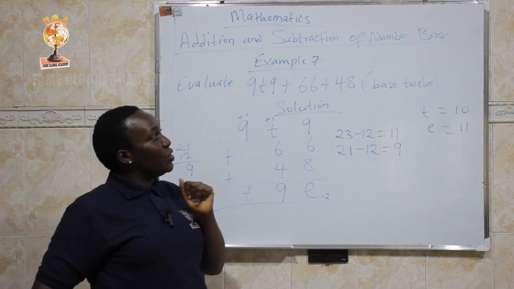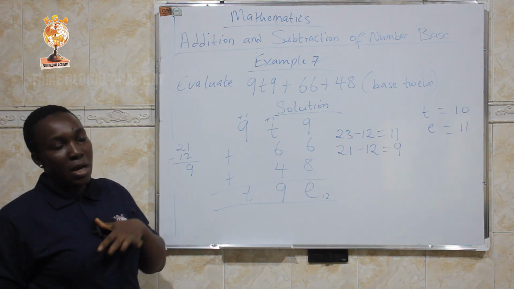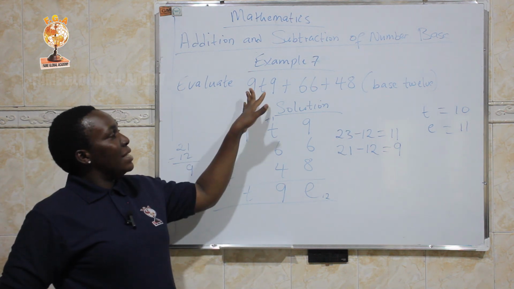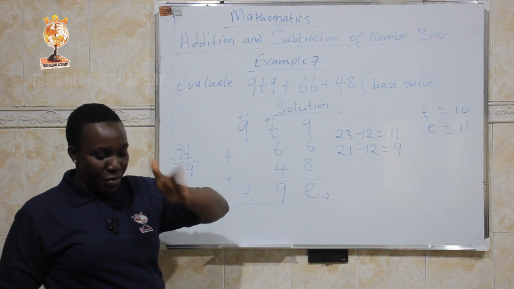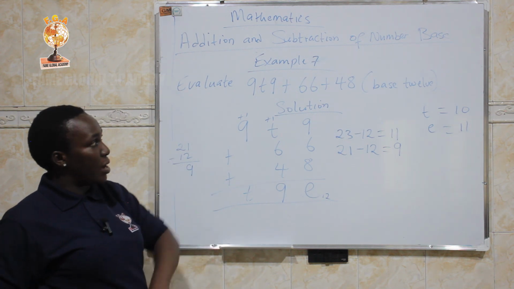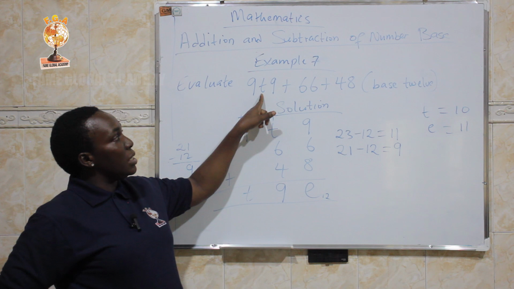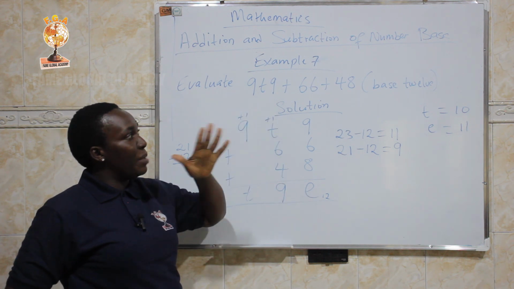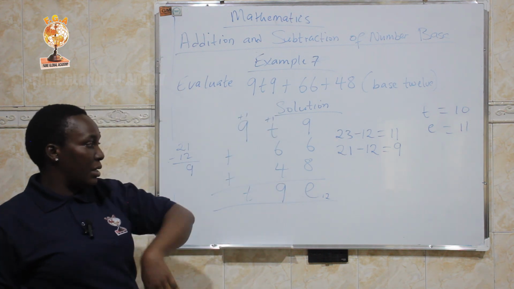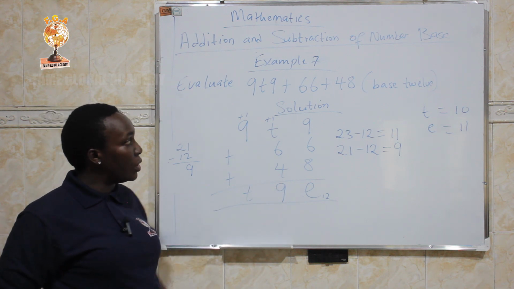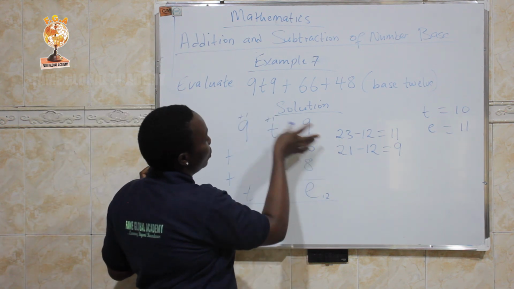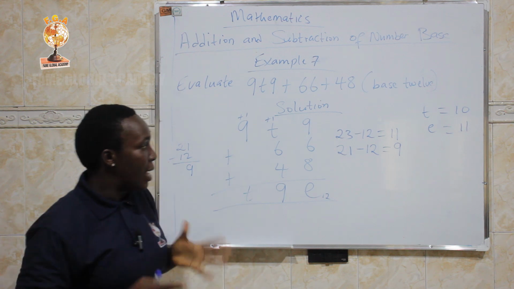I know this one is a little bit complex, so let me go through it again. Now, when you see a question like this, don't be confused. Most students will say, why is it T? Maybe it's a typographical error. No, it is not a typographical error. Anytime you see T or E in binary number, T stands for 10, E stands for 11. Okay? So when you see something like this, just arrange it and do your normal addition.